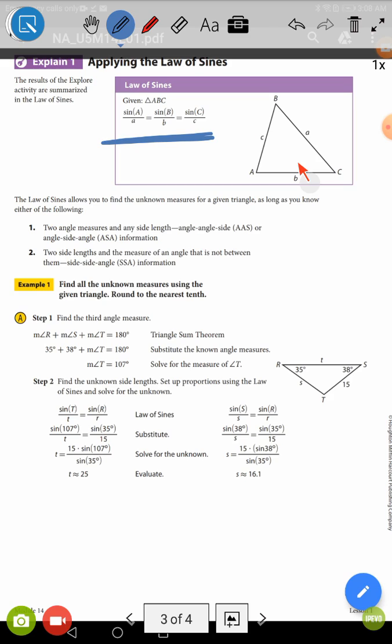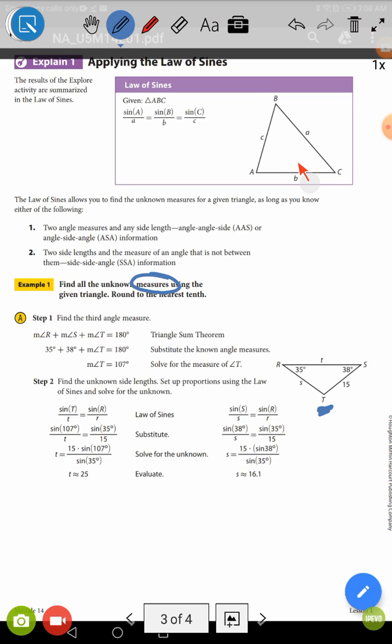So the sine of any angle over its opposite side equals the sine of any other angle over its opposite side. We can use that rule for any triangle, even if we have a right triangle, like that one. Okay, the problem told me to find all the unknown measures, whatever sides or angles. So we'll start with angle T.